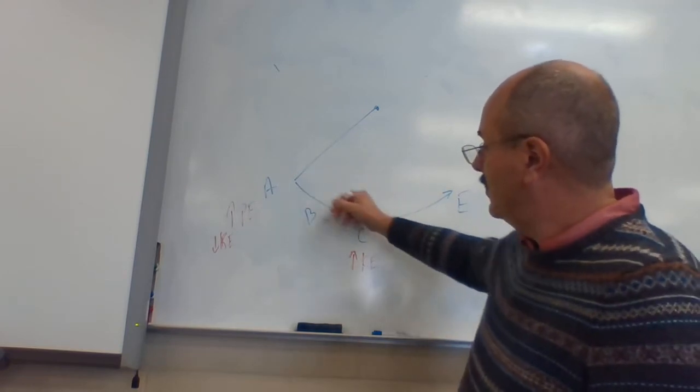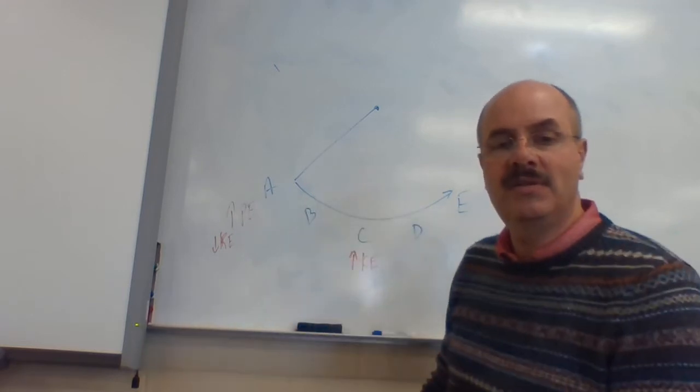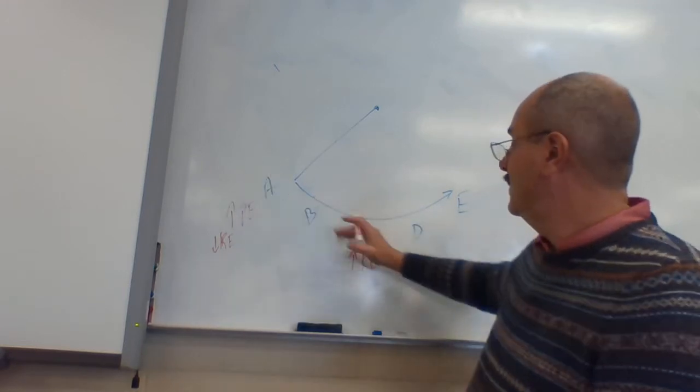So what's happening at point B? Well, we're increasing kinetic energy and we're decreasing potential energy because it's starting to speed up.